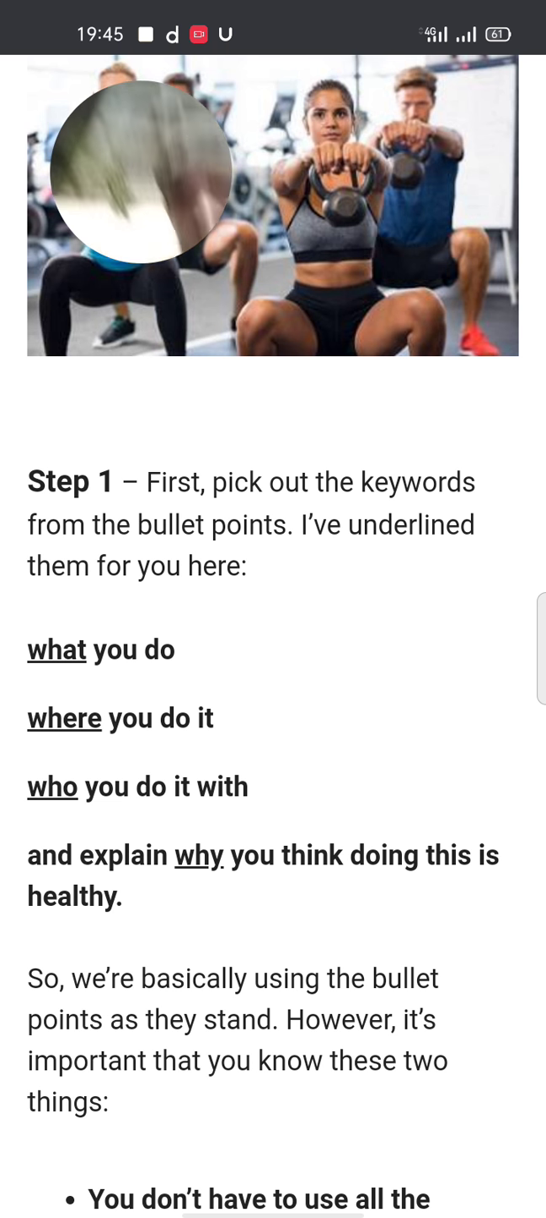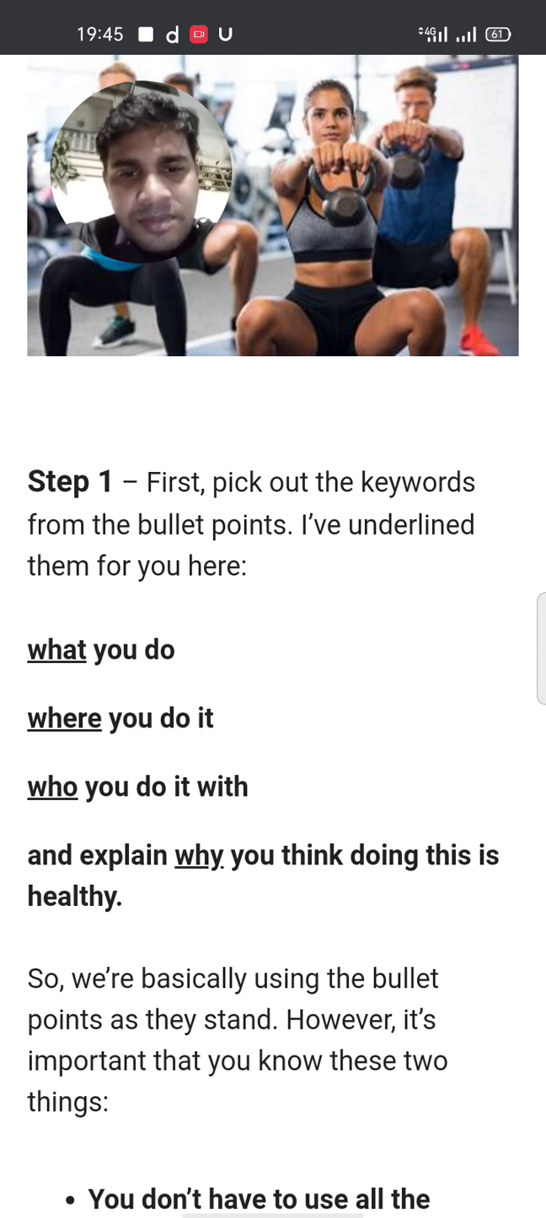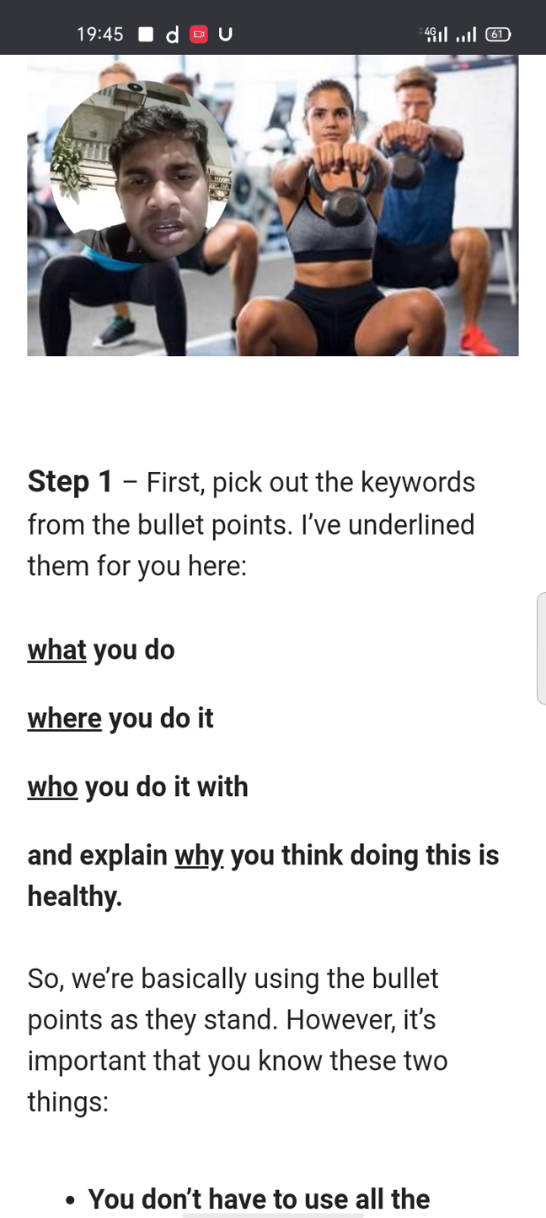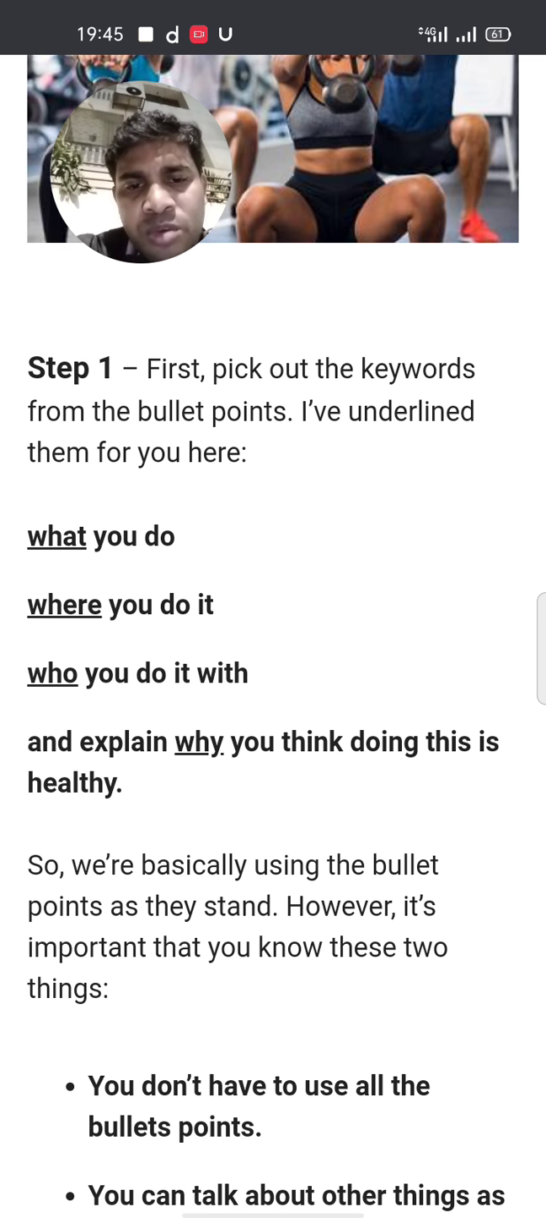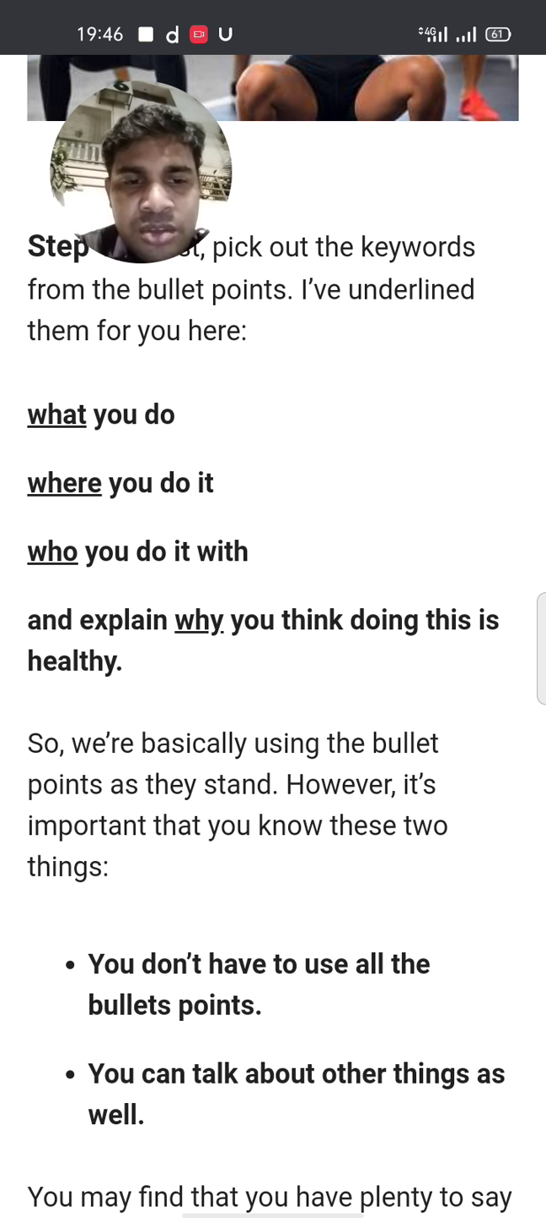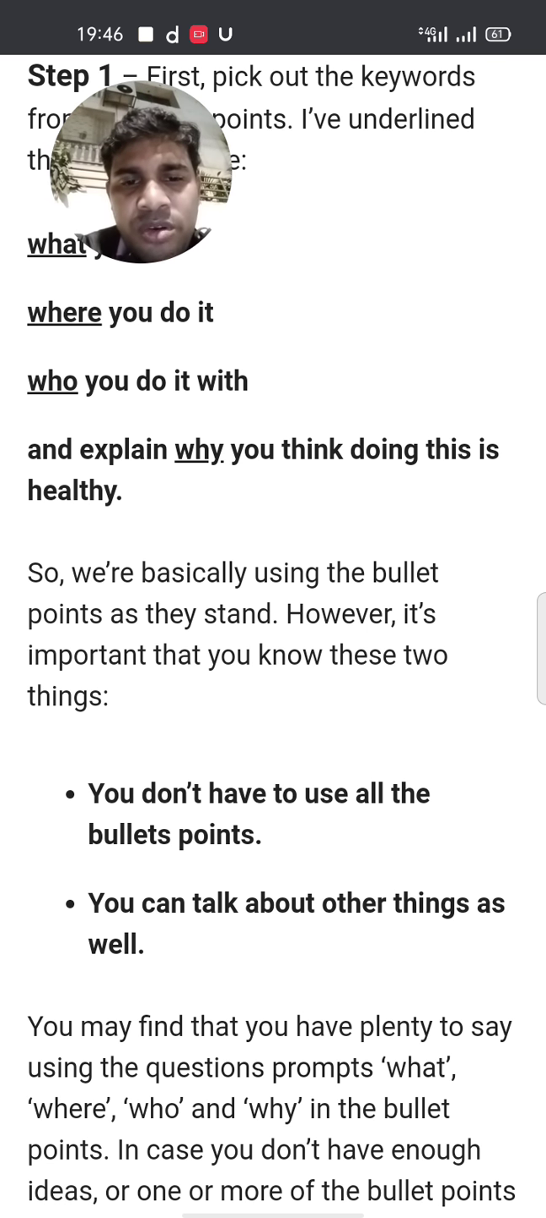First, pick out the key points from the bullet points. I have underlined them for you here. What do you do? Where you do it? How you do it? And explain why you think doing this is healthy. So here they are basically using the bullet points as they stand.